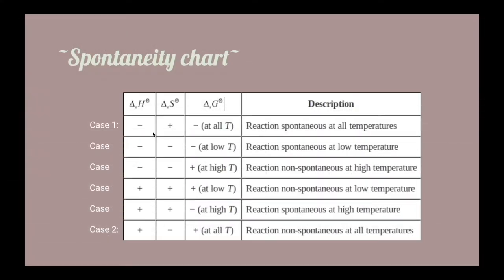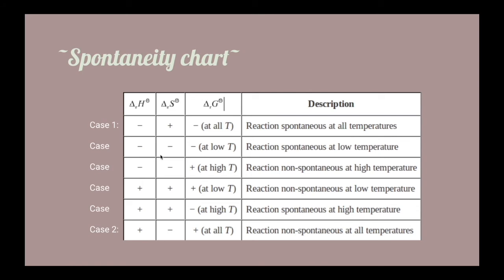So for summary, just note that when the sign of delta H and delta S are different, then it's not temperature dependent. So it's going to be either spontaneous at all temperatures or non-spontaneous at all temperatures. And when the signs of delta H and delta S are the same, then it's going to be temperature dependent and it becomes a little bit complicated.